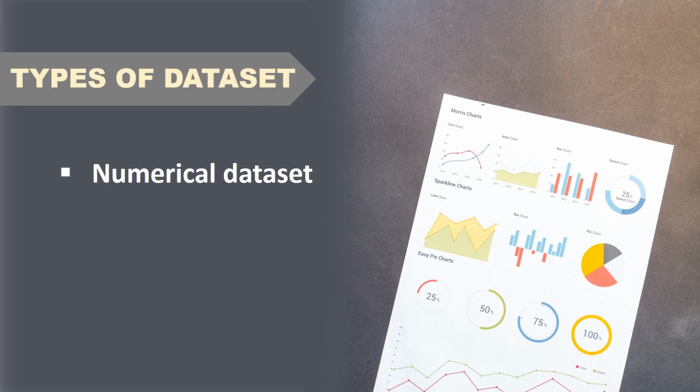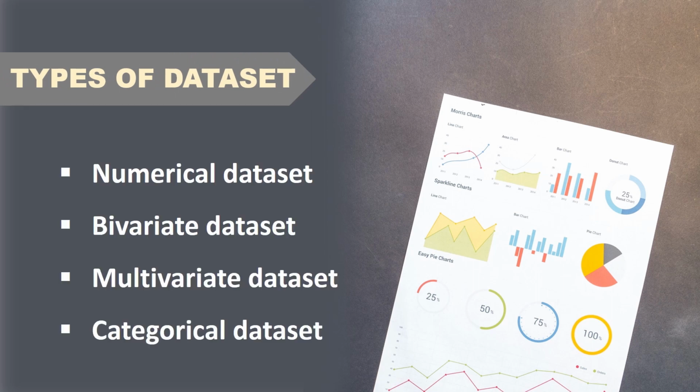Now, what are the various kinds of data sets used in statistical operations? There may be 4 kinds: one is numerical data set, second bivariate data set, third multivariate data set, and fourth categorical data set, right? Before we understand each kind of data set, let us quickly see what is a data point.